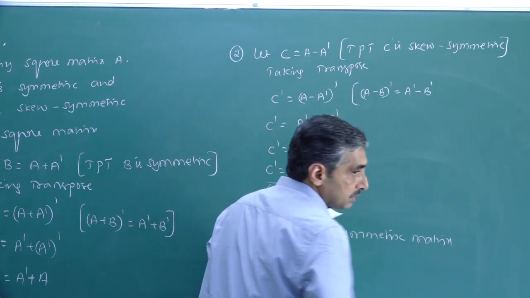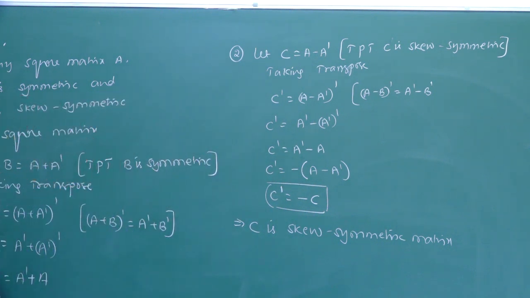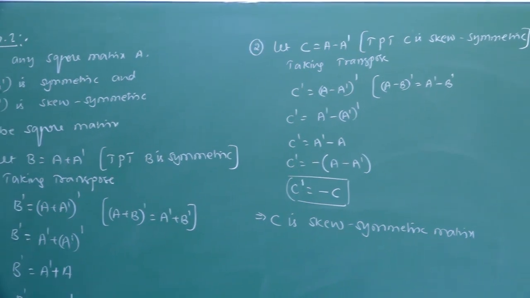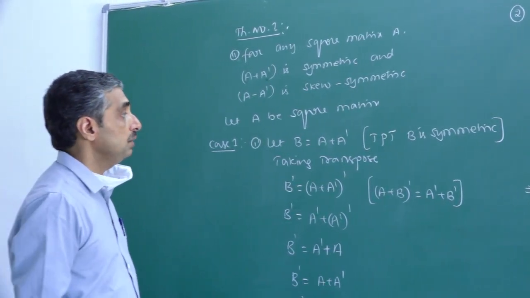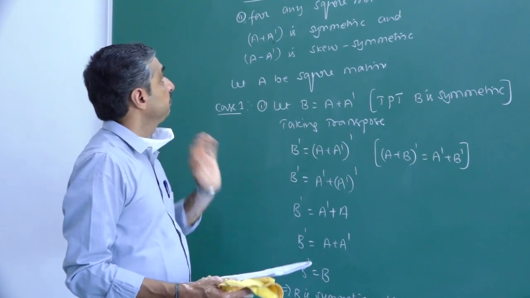So the first theorem here is: for any square matrix A, A plus A dash is always symmetric, and A minus A dash is always a skew symmetric matrix. This may be an examination question also. This is the simplest proof.